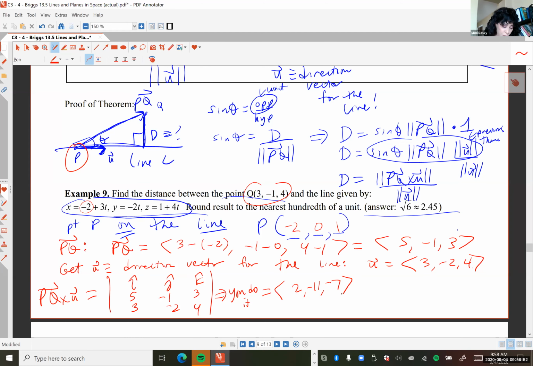All right, so 2, -11, and -7 happens to be the cross product. Okay, now you're ready, because D is the magnitude of this cross product divided by the magnitude of our direction vector for the line. Fantastic, we're almost done. So you're going to go square root of 2 squared plus 11 squared plus 7 squared, and that's going to go all over the square root of 3 squared plus 2 squared plus 4 squared.